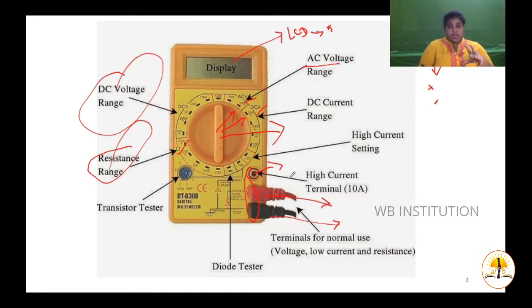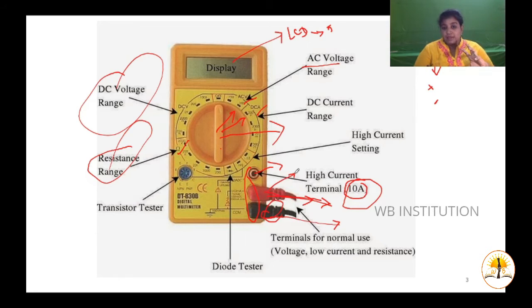If your input current is more than 10 amperes, then you can connect the probe over here and measure that current. For the lower voltages, this is for your positive. The red color probe is for your positive measurement, and the black color is for negative, or it can be a common terminal. So what can we measure?